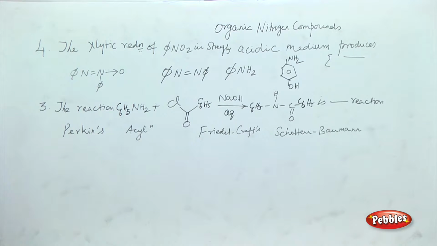To repeat the question along with the correct choice: the reaction between aniline and benzoyl chloride in the presence of aqueous NaOH to get the N-acyl derivative is the Schotten-Baumann reaction. This finishes the current question and its answer.